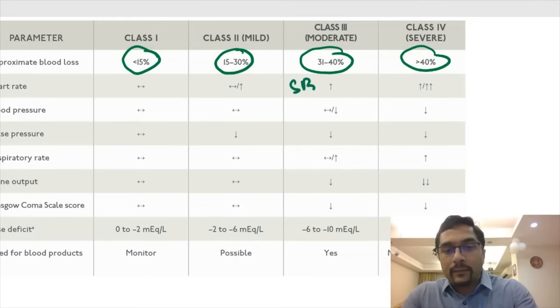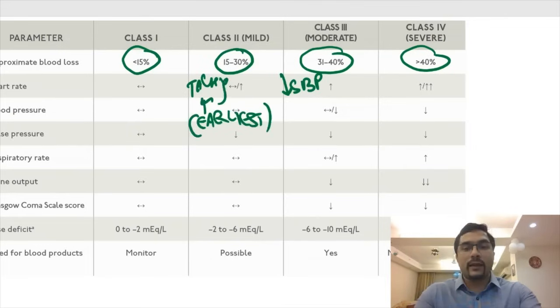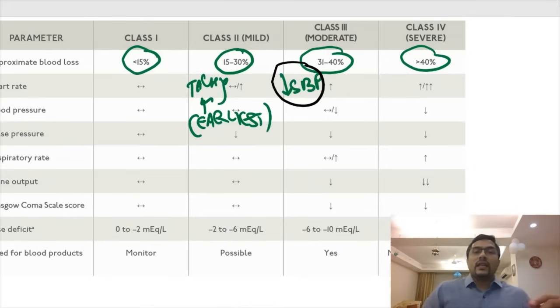Hypotension, systolic BP is going to fall for the first time in class 3 shock. And the other thing which you should know, tachycardia is the earliest feature of hypovolemia. But systolic BP falls for the first time in class 3 shock. And in class 3, the patient will have hypotension, the patient will also be confused. And these patients, you need to give crystalloids and colloids both. You need to give fluids and you might also need blood products in class 3.